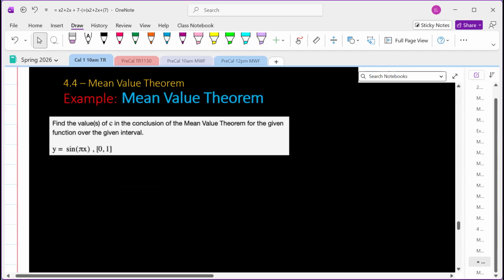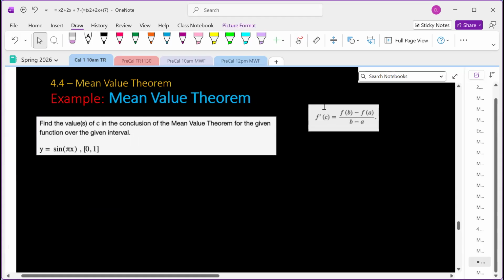All right, well now we got a weirder interval because the function, well, the interval is nice, 0 and 1, but the function is a trig function. It's actually a chain rule setup. But still, we're going to start it out the same way. We got to figure out f of b and f of a.